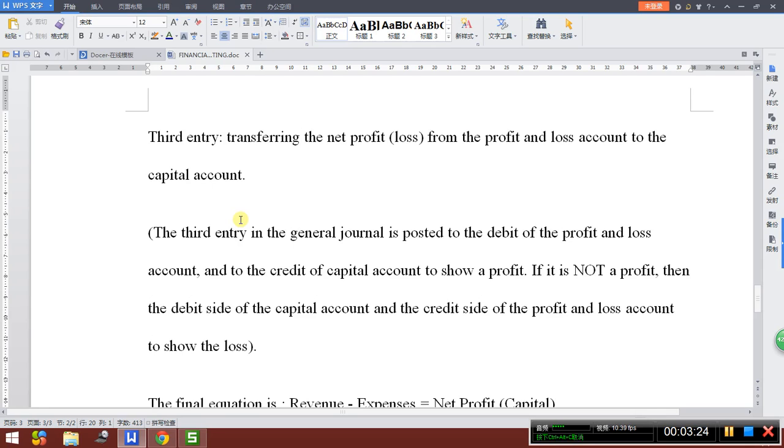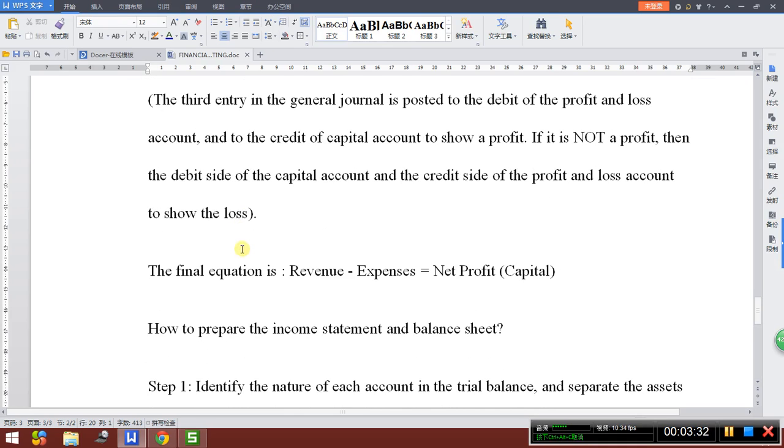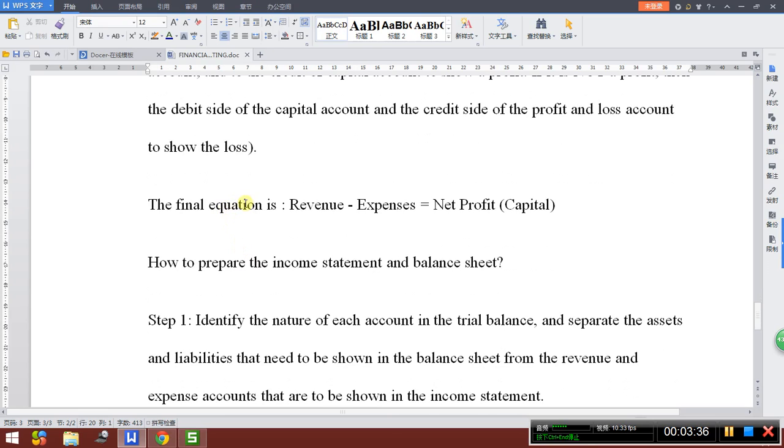So it's very simple to understand. The final equation is revenue minus expenses equals the net profit, which also means the capital.